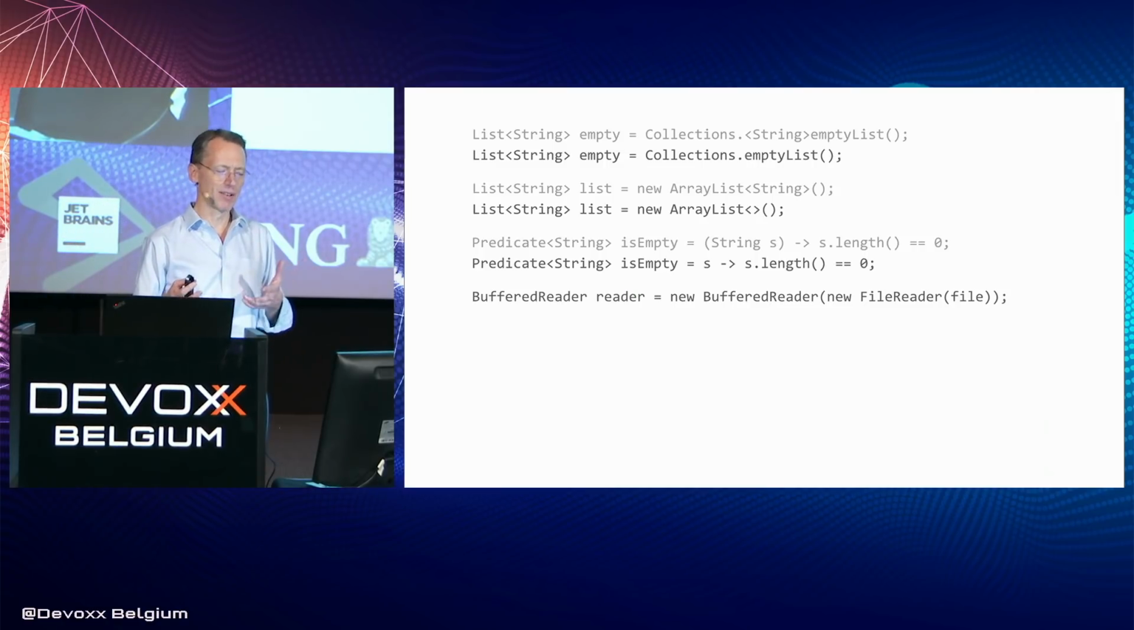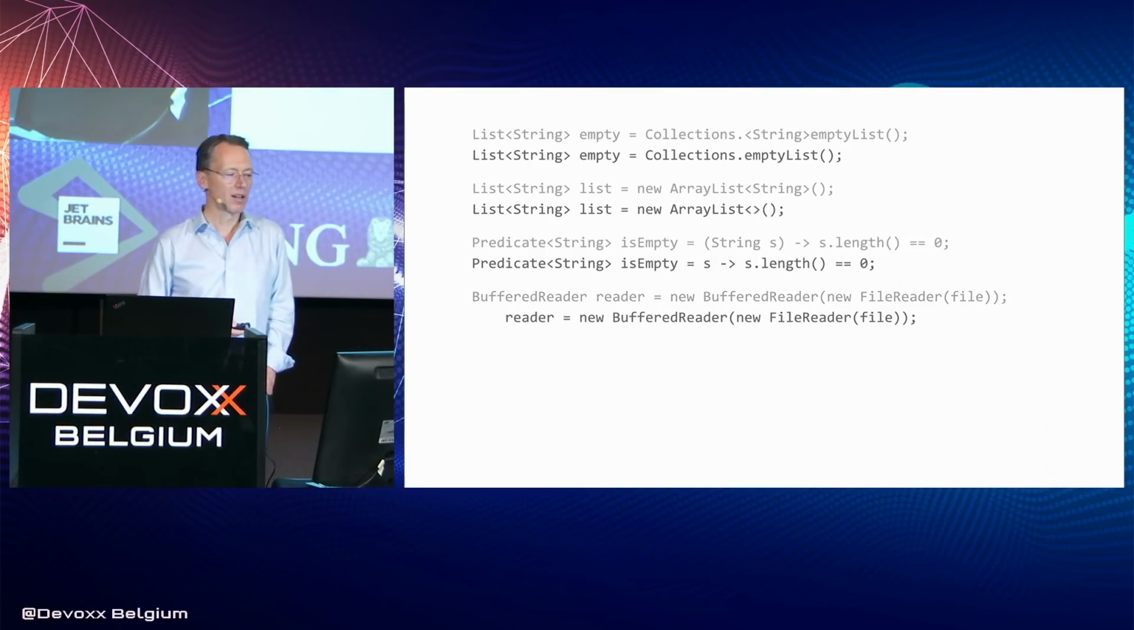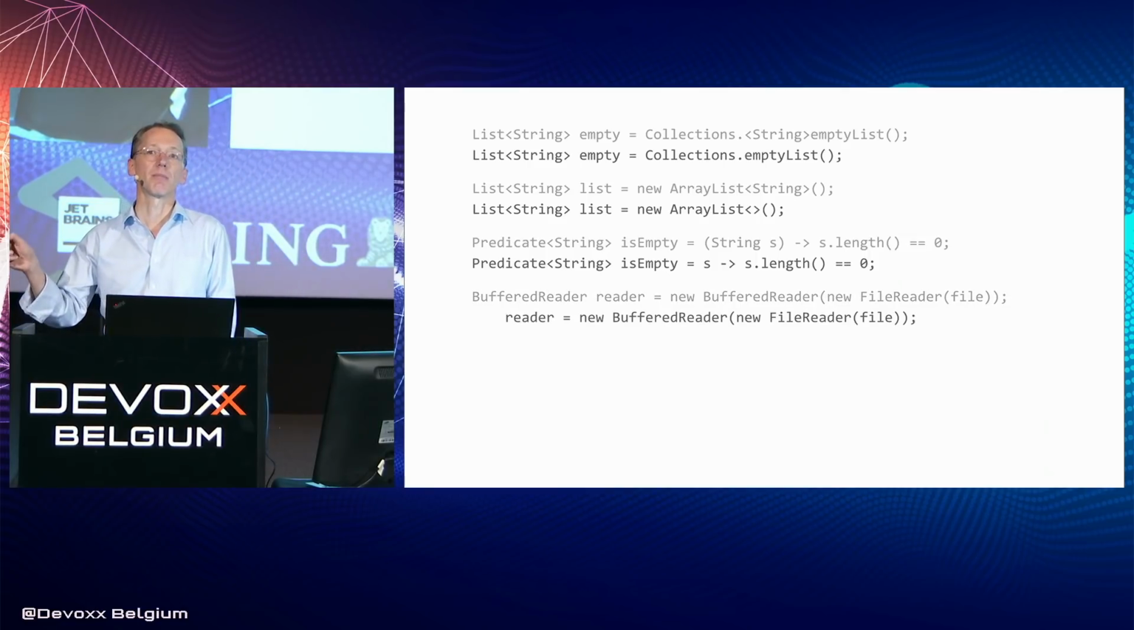I mean, all these readers, buffered this, buffered that. Why do I have to write BufferedReader twice? Why do I have to read it twice? So in 10, with local variable type inference, you can just type var.